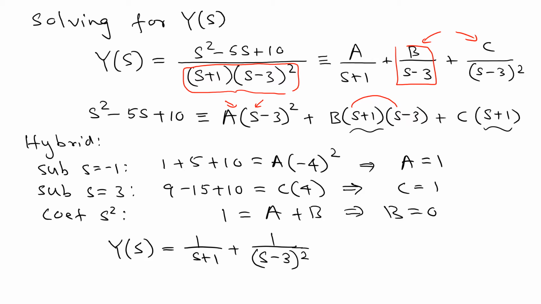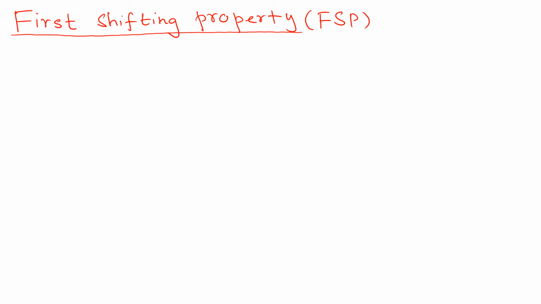Now, how to find the inverse of this one? For that one, you need the first shifting property. So remember the first shifting property. It says this: the Laplace transform of a product, which is e to the minus at times f(t). So you have a product between e to the minus at and f(t).